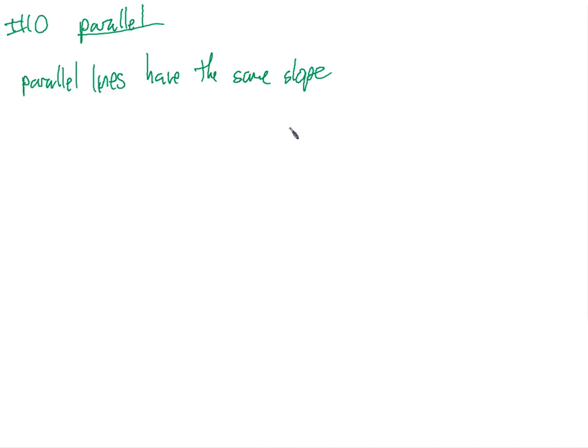But one thing that's really relevant to where we are in our mathematical growth is that they have the same slope. And that has to be true. Parallel lines have to have the same slope. So if I were to ask you, are these two lines parallel? All you have to do is tell me, do they have the same slope?